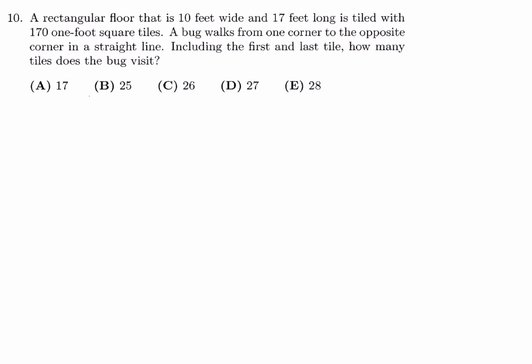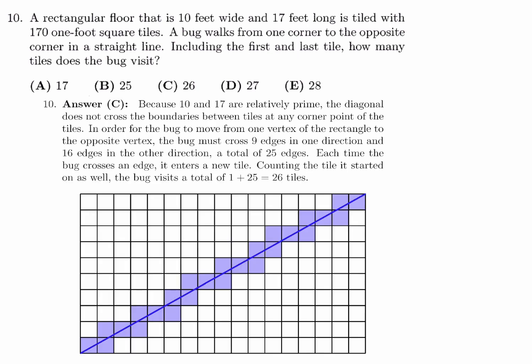A rectangular floor that is 10 by 17 is tiled with 170 1-foot square tiles. A bug walks from one corner to the opposite corner in a straight line. Including the first and last tile, how many tiles does the bug visit? Well, I don't expect you to draw the diagram on a math contest, but the solution is fairly straightforward if you know how to do it.